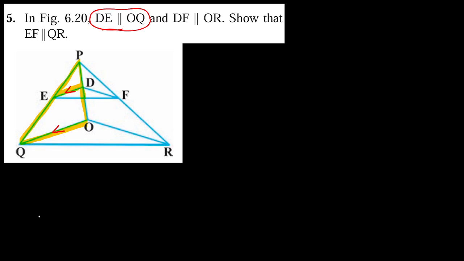So, just write left side ratio equal to right side ratio. You know the technique, right? Normally we take the ratio like this: PE by EQ.